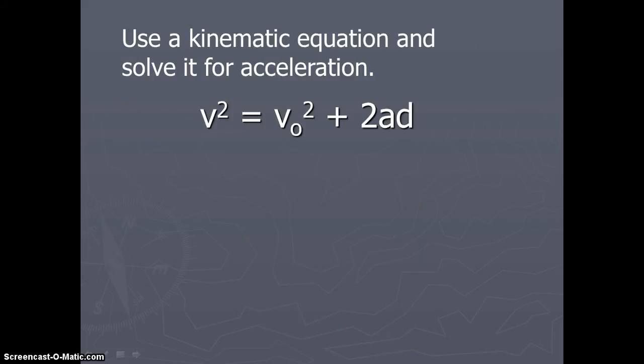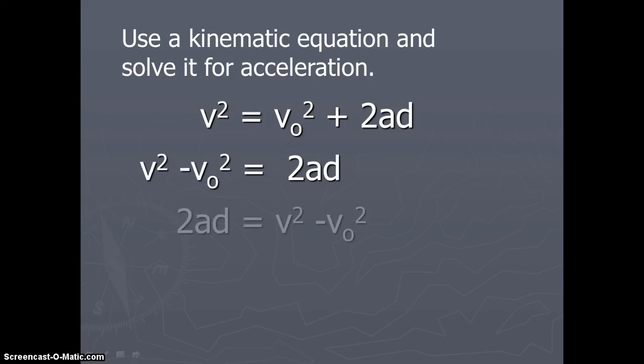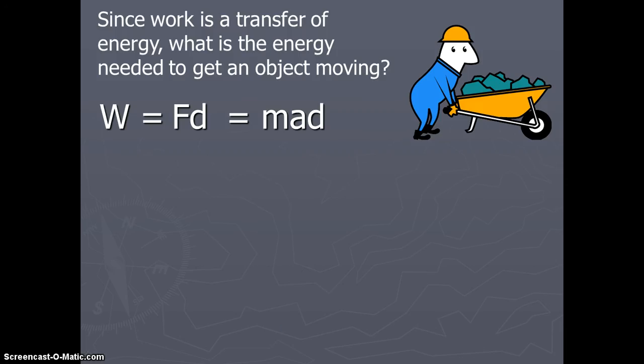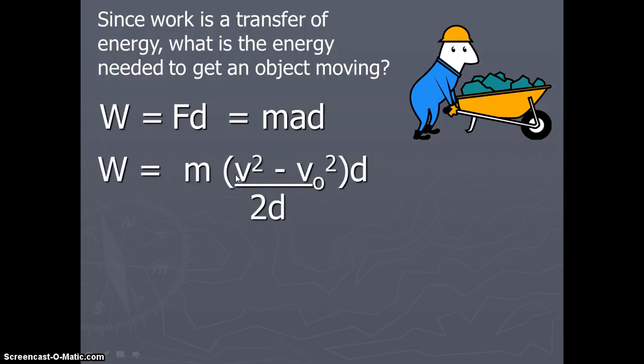We're going to solve one of the kinematic equations for a, so that v squared equals v0 squared plus 2ad. We're going to subtract v0 squared from both sides, switch the order and divide both sides by 2d. So we have this equation here that we can then substitute for a. So instead of a, we have this big whole mess right here.